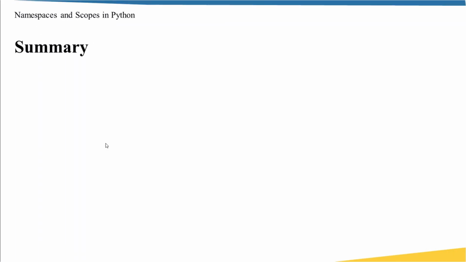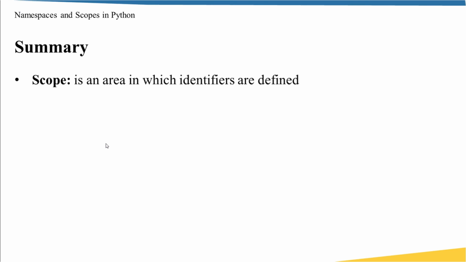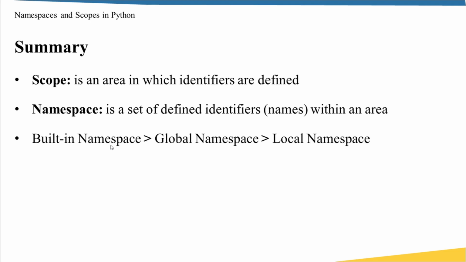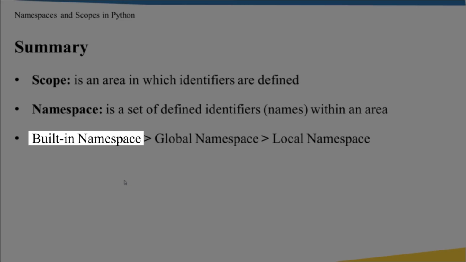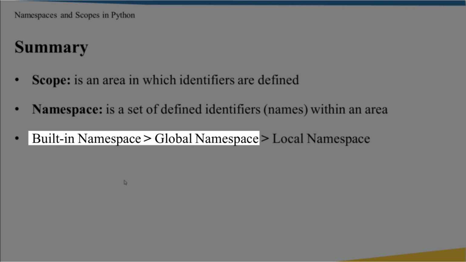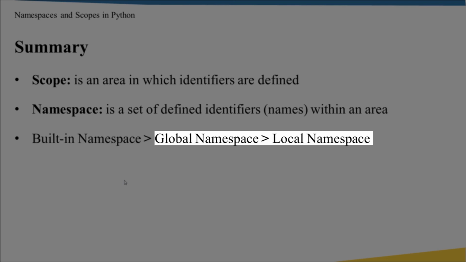Now let me summarize what we have learned in this lecture. First of all, scope has been defined, and we saw scope is an area in which identifiers are defined. After that, I defined namespace as a set of defined identifiers or names within an area. In Python, mainly we have three namespaces. We have built-in namespace, global namespace, and local namespace. And we see that built-in namespace is larger than global namespace, which is larger than local namespace.